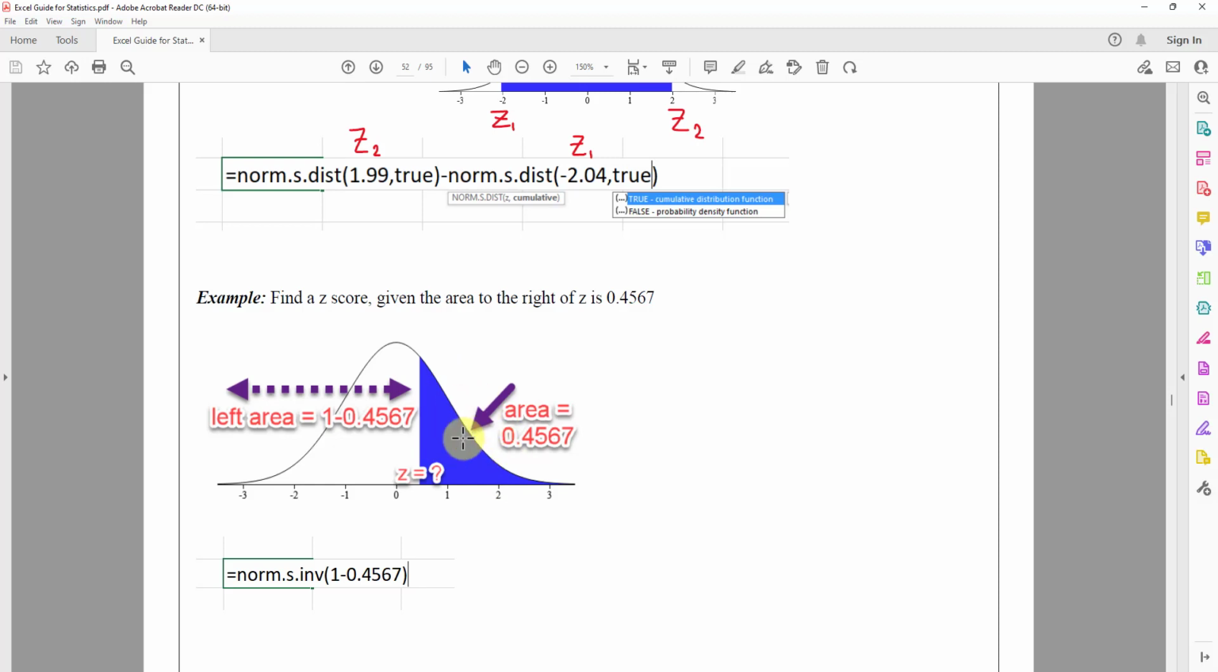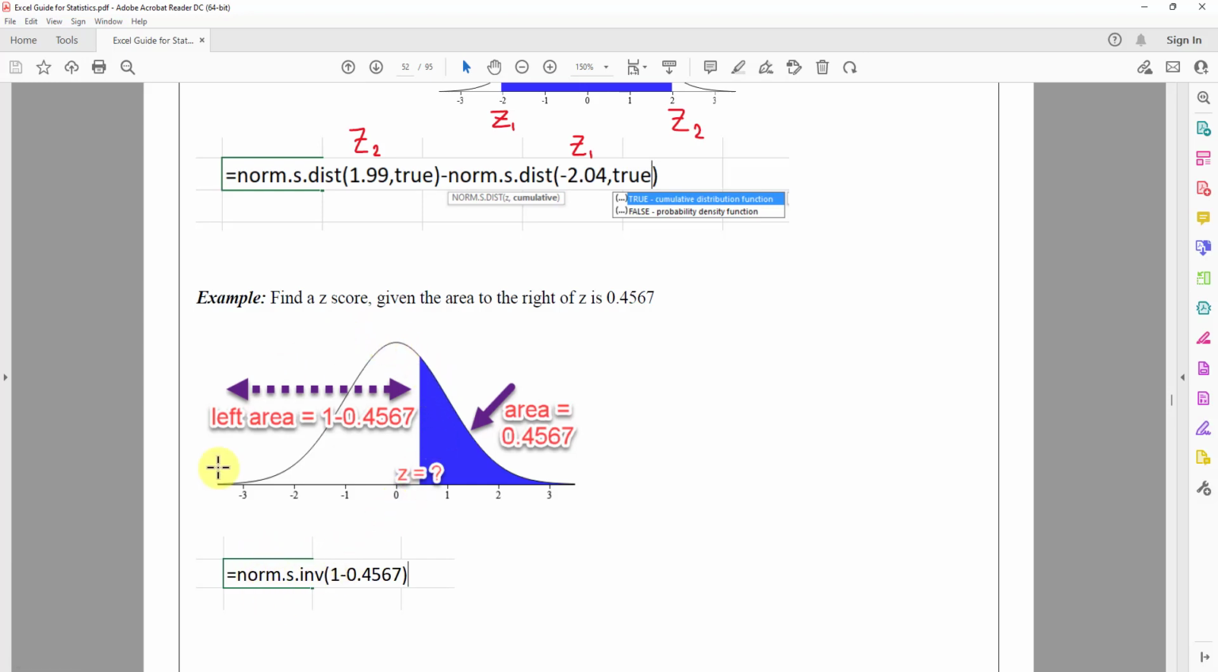Remember that the normal distribution function or the inverse function only takes the left area. So in this case, we have to use the inverse function, inverse norm. So norm.s.inv. The reason I use the s version is because this is the z value, so we know this is a standard normal distribution. We don't need to specify the mean, and we don't need to specify the standard deviation if we use the version with the s.